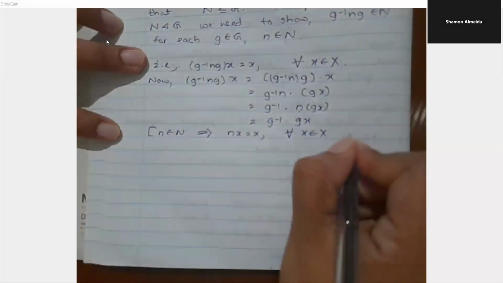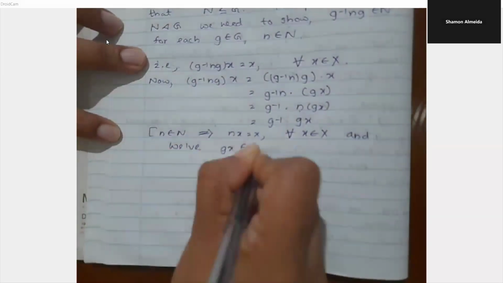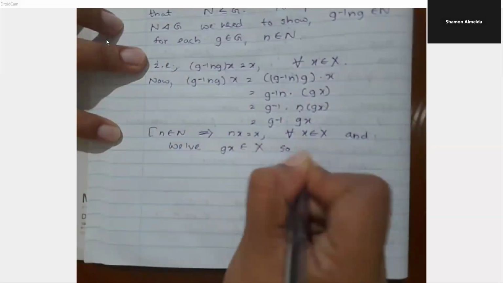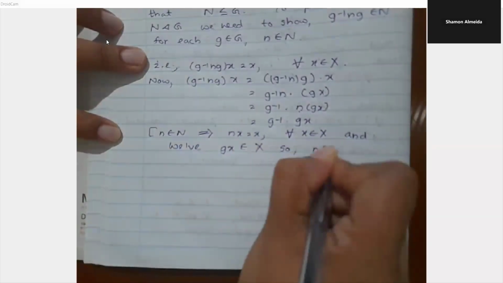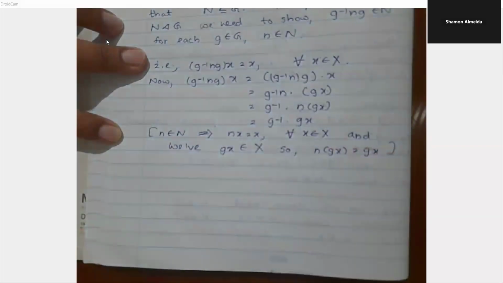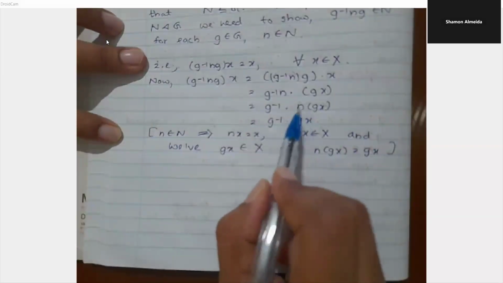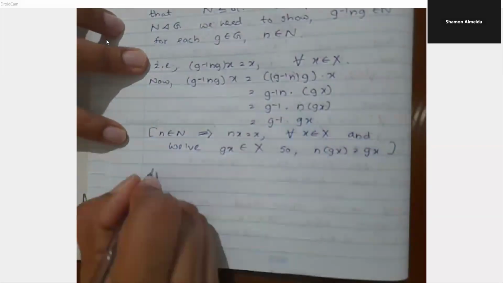And we know that, and we have that gx is an element in X. So n gx must equal the element gx. This is why we are able to replace n gx simply by gx.